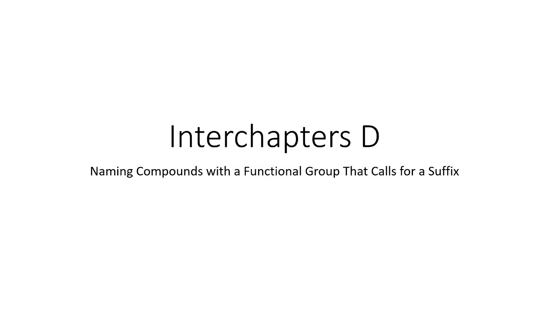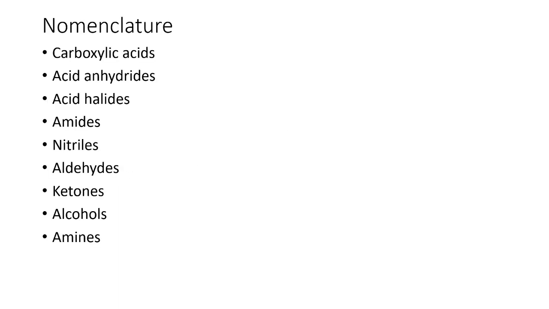In this video, we're going to cover Interchapter D, where we will discuss the naming of compounds with a functional group that calls for a suffix. So in this first part, we're going to talk about the nomenclature for carboxylic acids, acid anhydrides, acid halides, or oftentimes just acid chlorides, amides, nitriles, aldehydes, ketones, alcohols, and amines.